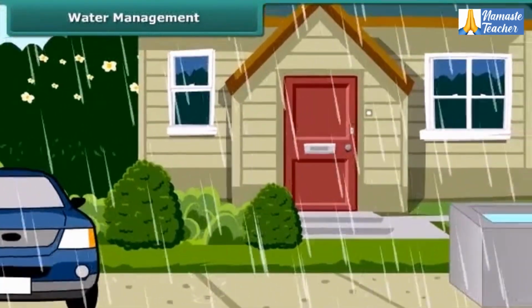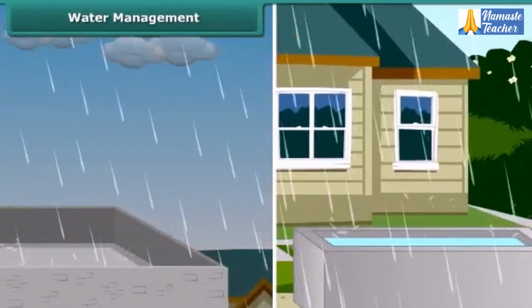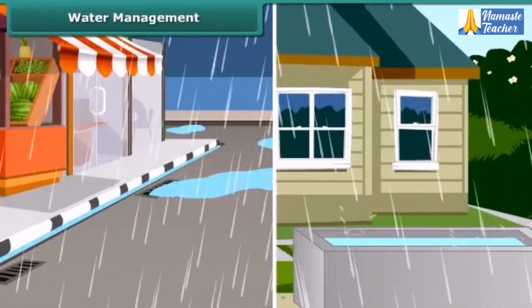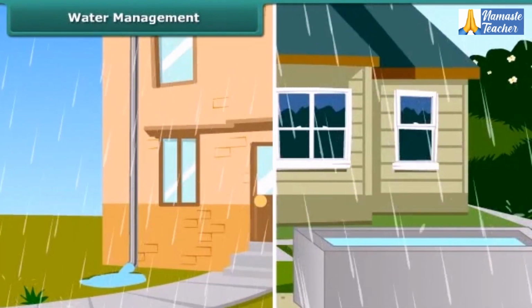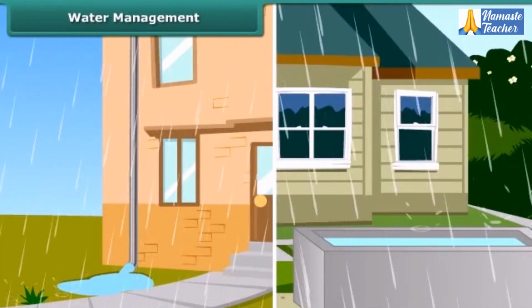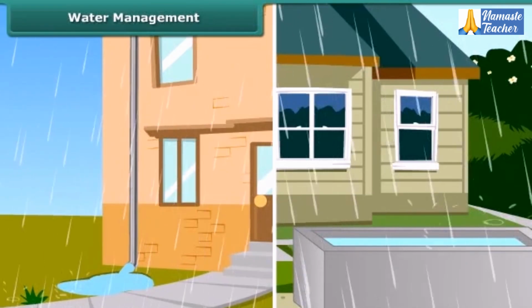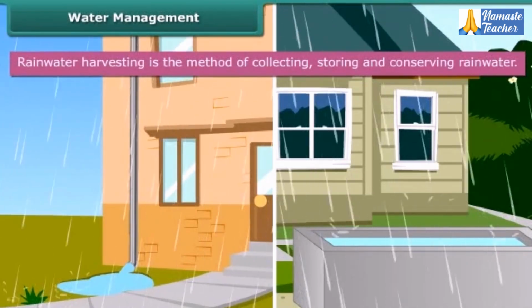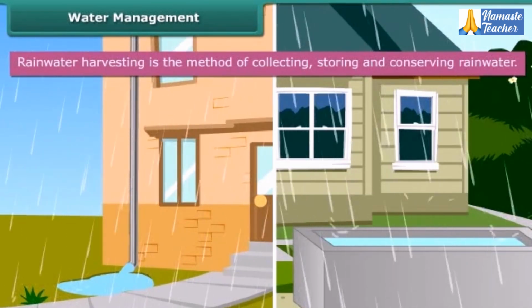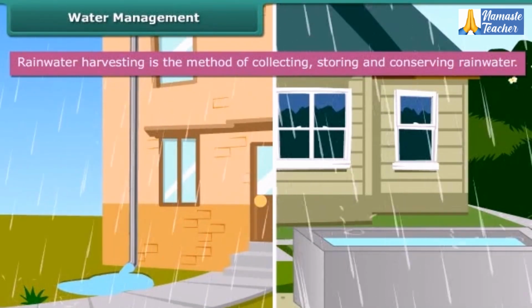If we collect and store all the rainwater that falls on terraces, roads, and pavements instead of letting it run into the ditches, we could actually have vast reserves of water. Collecting, storing, and conserving rainwater is called rainwater harvesting.